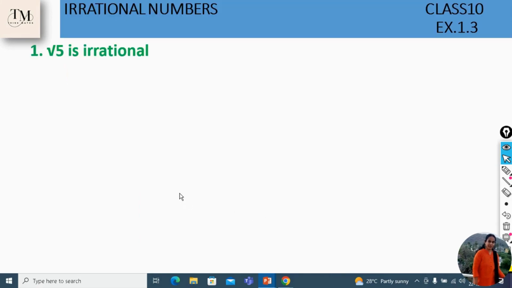So first question, we have to prove that root 5 is irrational. Usually we will take the contradiction. We already proved root 3 and root 2 are irrational. In the same way, we are going to prove root 5 is irrational. So I am taking the contradiction, that is, root 5 is a rational number. Rational number means it can be represented as a fraction. So root 5 can be represented as p by q.